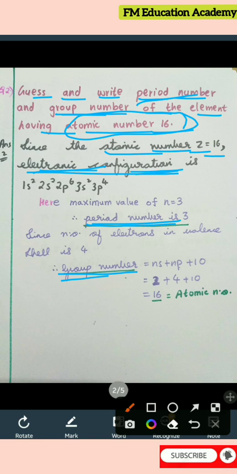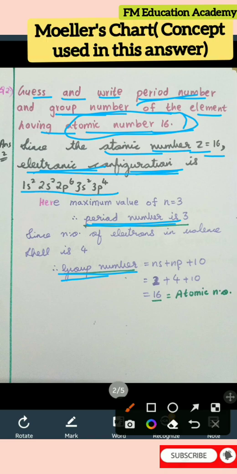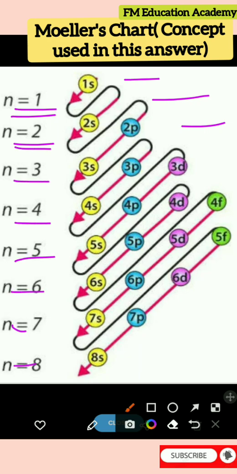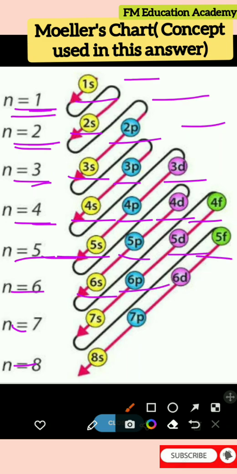Remember what is Moller's chart? In the chapter structure of atom, you learned about Moller's chart. That is how you write the electronic configuration. Okay, I'll tell you what is Moller's chart, and then I will discuss this answer. This particular diagram which you see here is your Moller's chart, and it's very easy to draw. You can write n is equal to 1, 2, 3, 4, 5, 6, 7, 8. Write 1s for 1, 2s, 2p for 2, 3s, 3p, 3d for 3, 4s, 4p, 4d, 4f for 4, 5s, 5p, 5d, 5f for 5, 6s, 6p, 6d for 6, 7s, 7p for 7, and 8s.